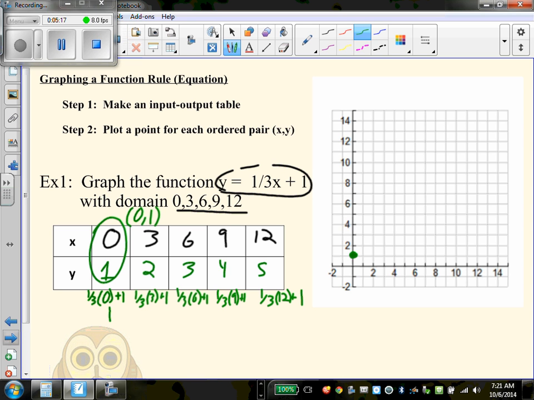Now I'm going to make the other points too. We have the point 3, 2. We have the point 6, 3. We have the point 9, 4. And we have the point 12, 5. And that's it. We've graphed the function. Notice that the points are going in a straight line. Doesn't always happen, but it did here.